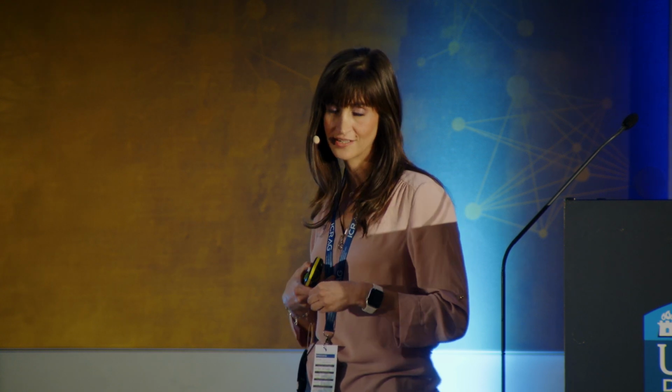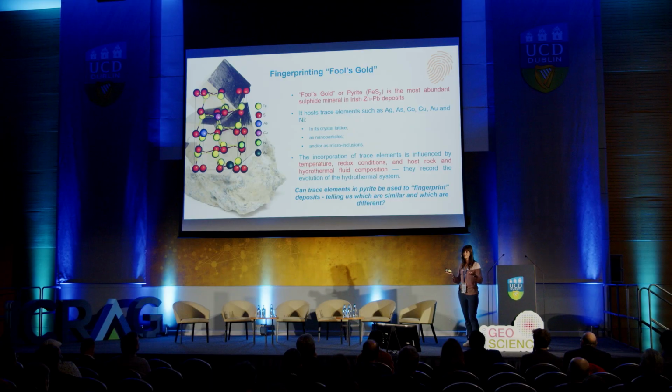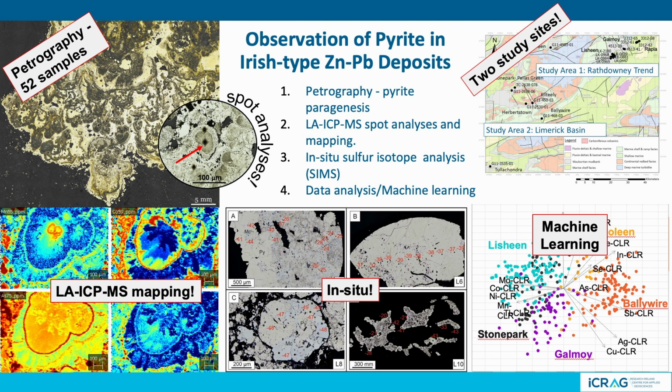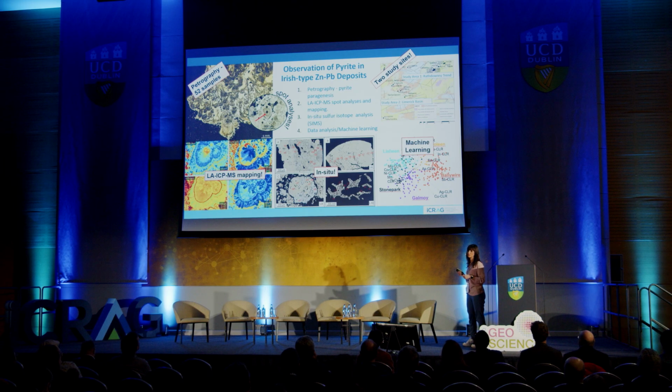So that brings us to the question, can trace elements in pyrite be used to fingerprint deposits? So can it tell the difference between different kinds of deposits? To answer that question, I took 52 different samples of pyrite across the Midlands in Ireland. I worked in 2 study areas. Firstly, in the Rathdowney Trend, which has some very famous zinc and lead deposits like Lisheen and Galmoy, and a very well-known prospect, Rapla. And I also looked at the Limerick Basin, where there are also some well-known deposits, but also lots of prospects at the moment.